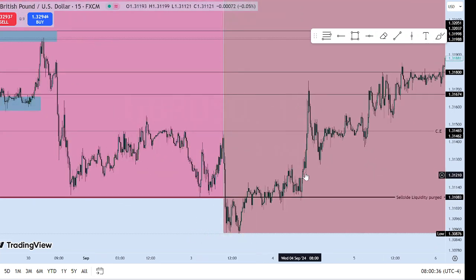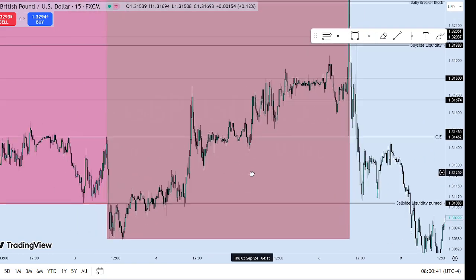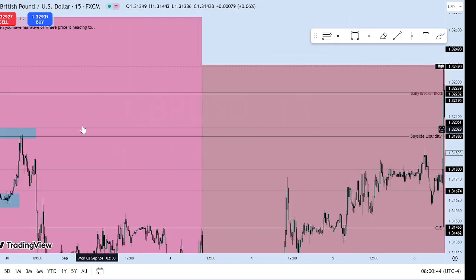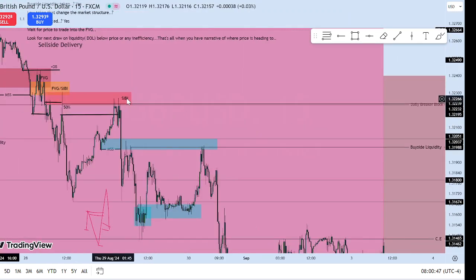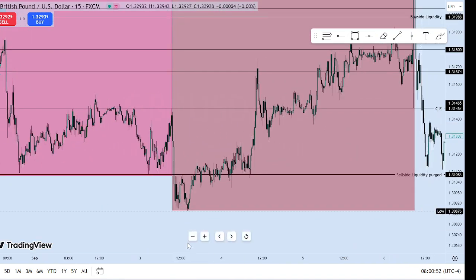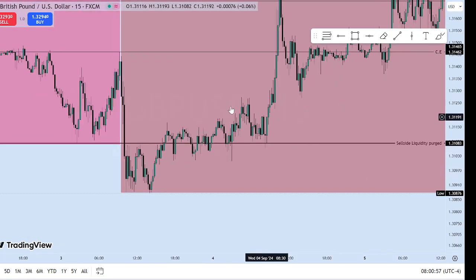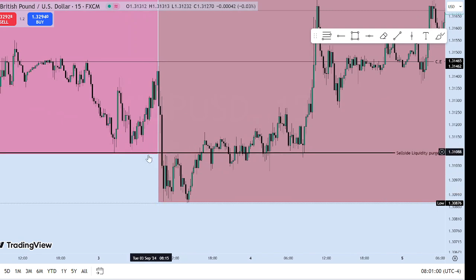After taking out the low, you can see price redelivered to take the buy side liquidity resting above too, here. So once you have the narrative of where price is going, it will be easier for you to anticipate price and enter. You can see after taking a sell side liquidity, after we purged the liquidity below here, we had a low, then created a high, this bullish candle.